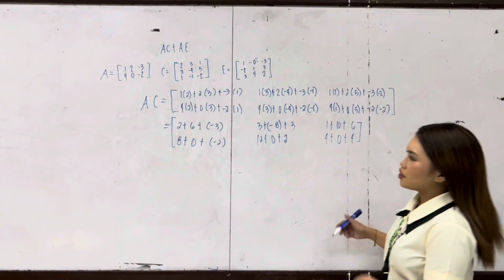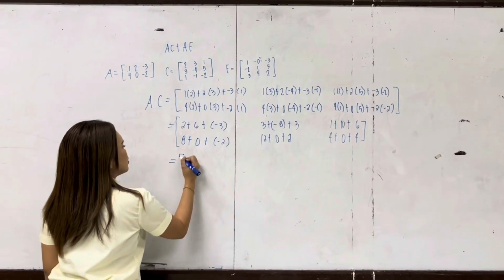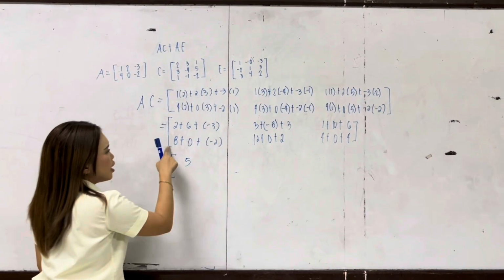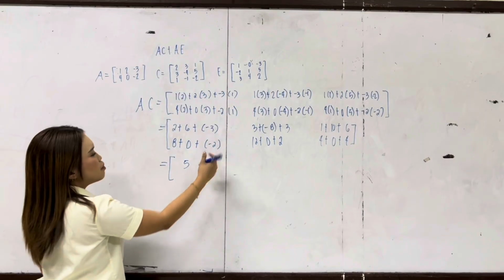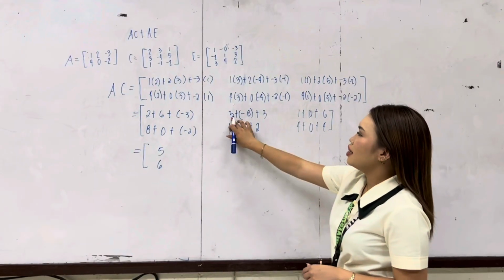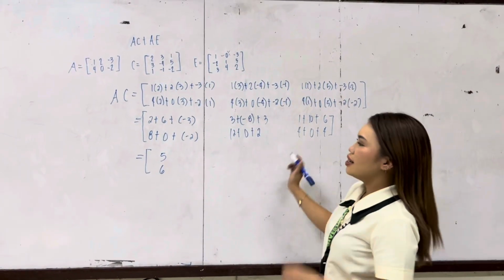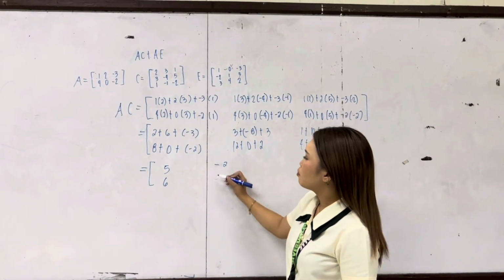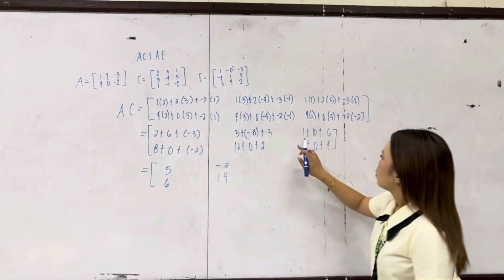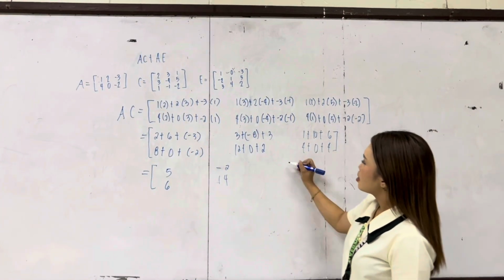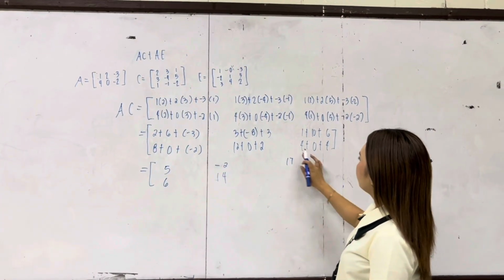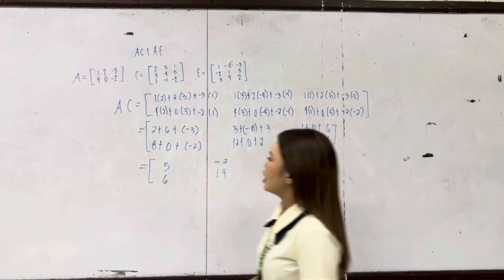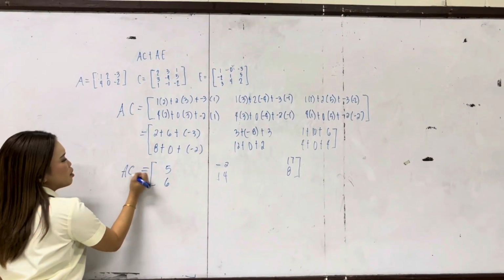Let's add them together. So 2 plus 6 plus negative 3 is 5. 8 plus 0 plus negative 2 is positive 6. Next, 3 plus negative 8 plus 3 is negative 2. 12 plus 0 plus 2 is positive 14. 1 plus 10 plus 6 equals 17. And 4 plus 0 plus 4 is 8. So that is A times C.